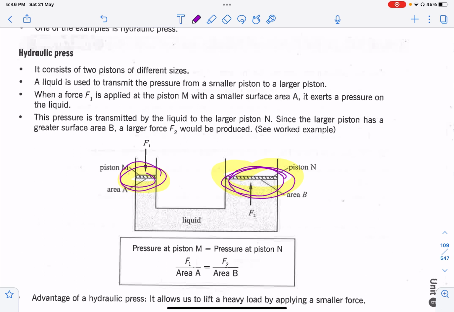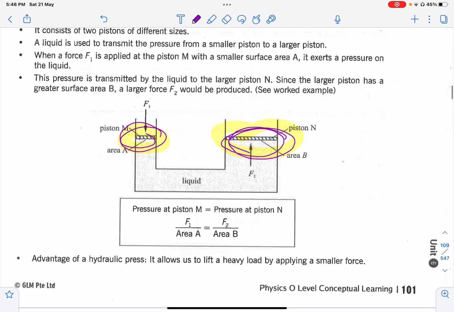So when a force is applied at the piston end, over here when you apply a force here, you would see that with a smaller surface area, it exerts a pressure on the liquid. This pressure is transmitted to the larger piston end, and since the larger piston has a greater surface area, a greater force will be produced. Why? Because the formula for pressure is force over area. This is actually a ratio. So being a ratio, even though both increase, the ratio between them may remain the same.